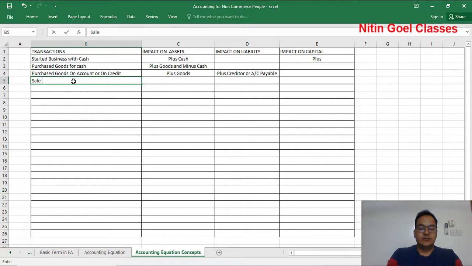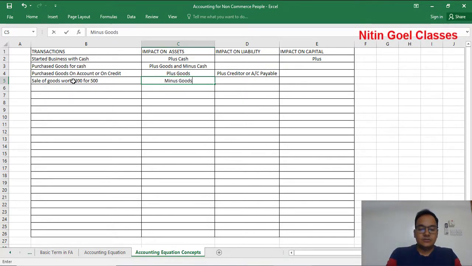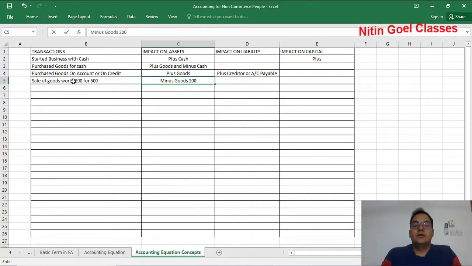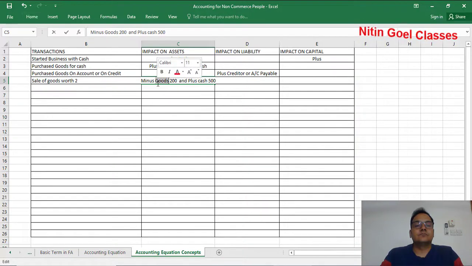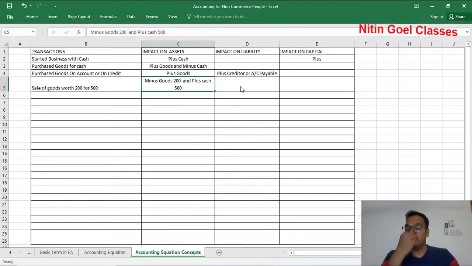Let's see, sale of goods worth, let's say 200, for 500. So what happened? We have reduced the goods of 200, so minus goods 200. But we have got money. How much money we received? Plus cash 500.